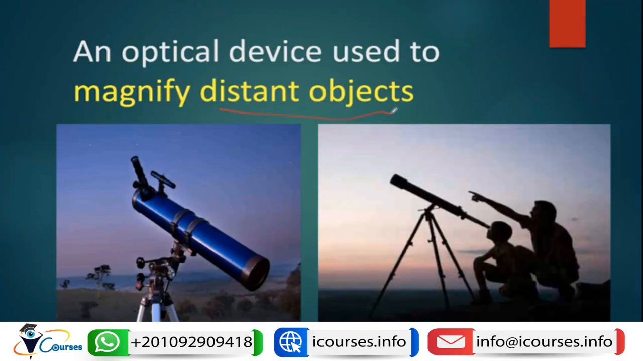So it is not unusual to find that there are people who are looking inside the telescopes to see the stars or the sun or the moon. So if you imagine what the telescope is used for, you will find out that it is used to see a better magnified image of a distant target. So again, what are the telescopes? They are optical devices used for magnification of distant objects.